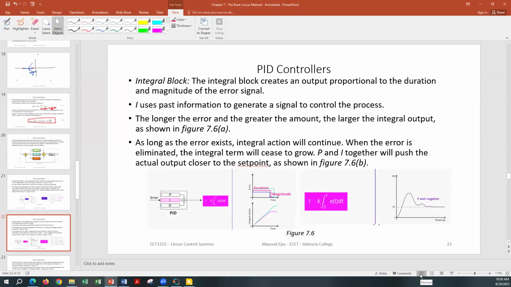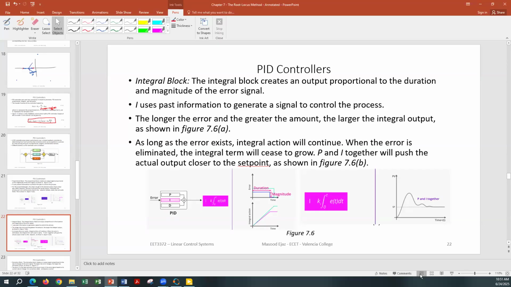The integral creates an output proportional to the duration and magnitude of the error signal. As we know, integration is the summation of the area under the curve, and that's what it is doing. This is your error signal curve, and it is taking the area under the curve and producing the output for the integral block. The larger the area, as you can see the teal one is larger, the more you increase the value of the integral block, and the smaller the area, the less steep the curve, with less height.